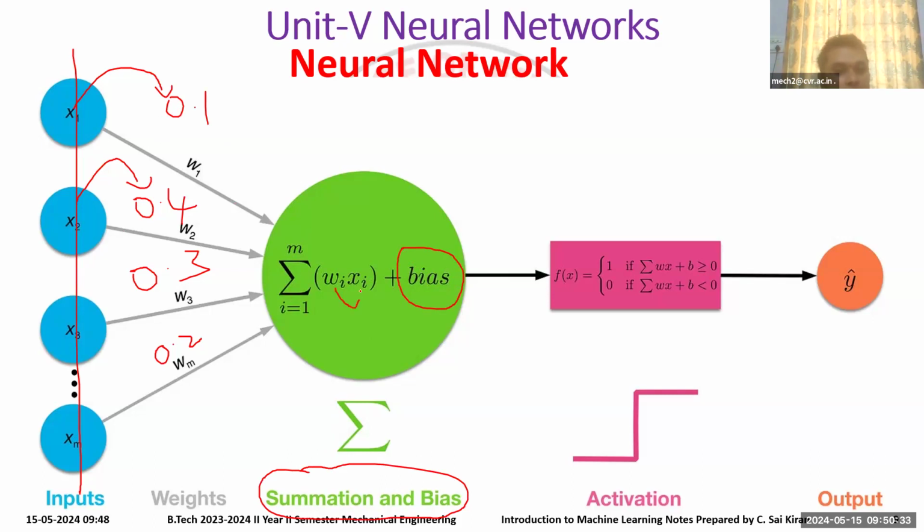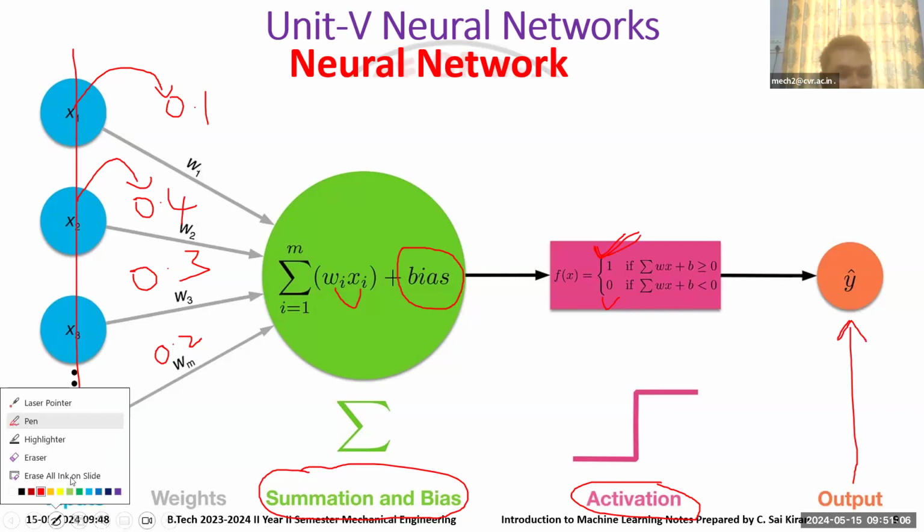So the sum of wi times xi plus bias goes into the activation function. The activation function is just like binary. If it is 1, then it will activate. If it's 0, it doesn't, just like the threshold value we discussed. If the threshold value comes as 1, then it will start. If it is 0, then it doesn't activate. Then you will get the output: how to react to the environment or what to think.